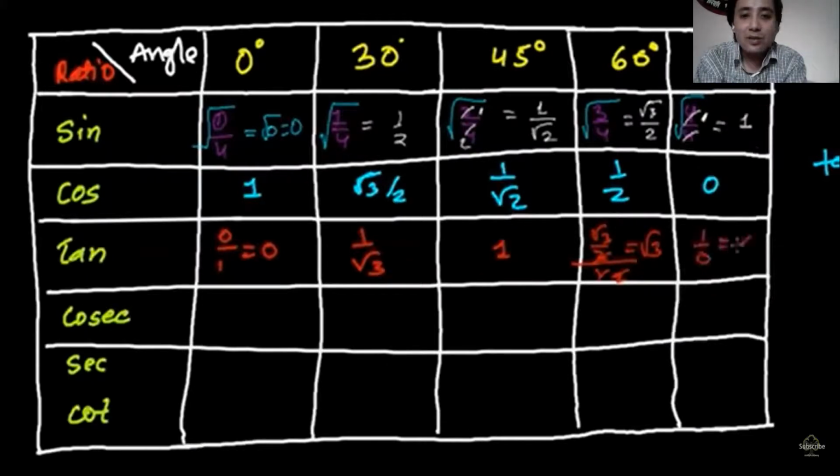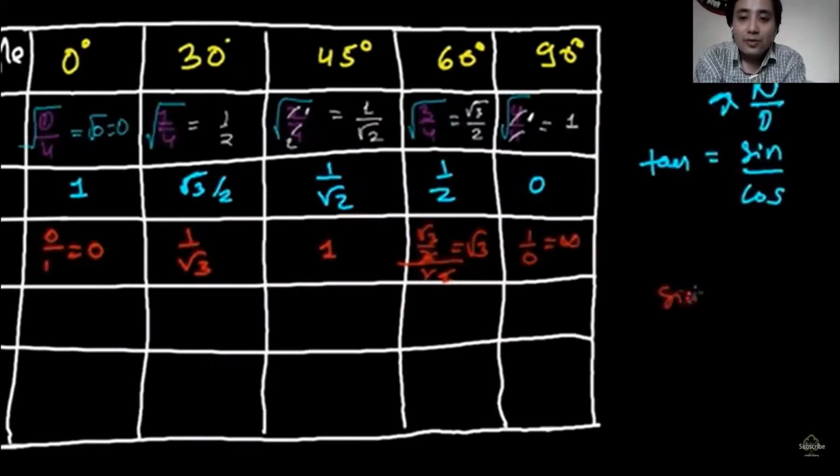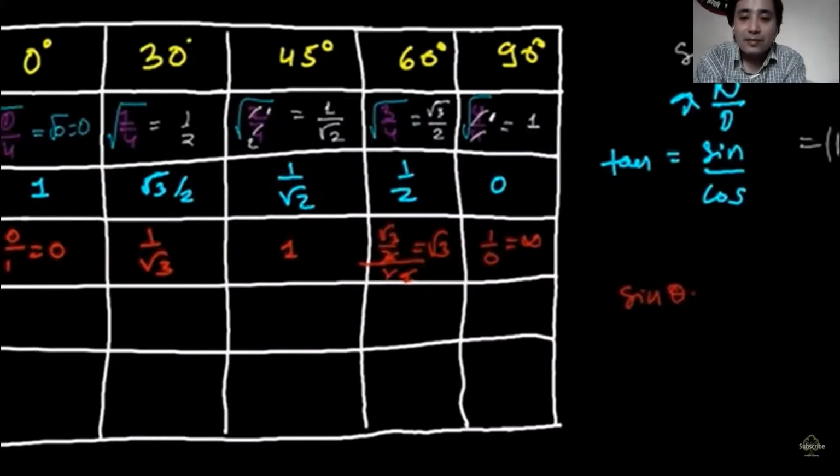Sine is 1 and cos is 0. So 1 by 0 is how much? Undetermined or not defined, or infinite also we write. So anything by 0 is not defined, or infinite. That is the symbol that we have used for representation. So you can remember it in that way, you can make a note.